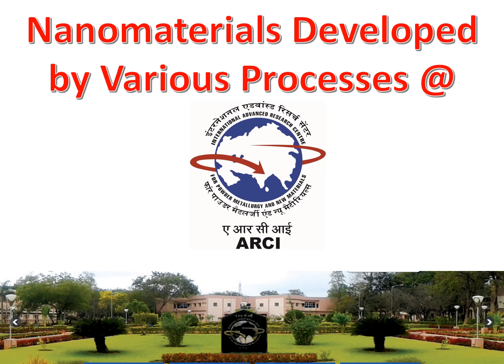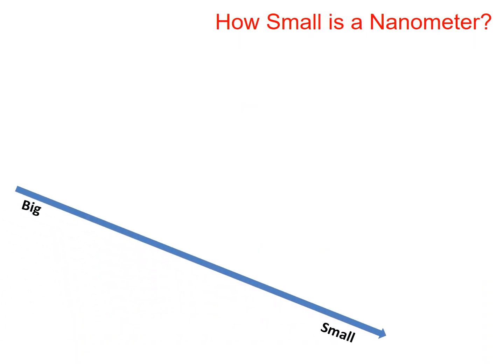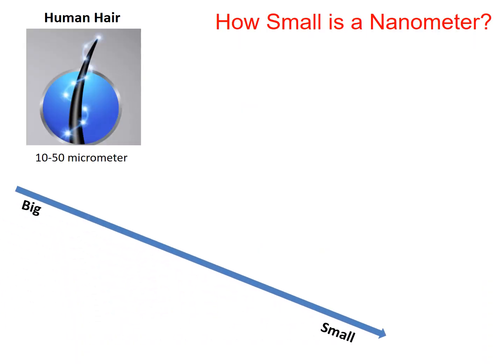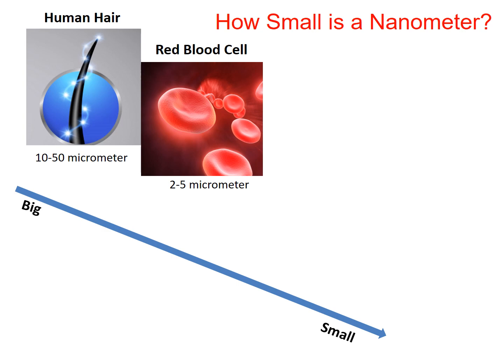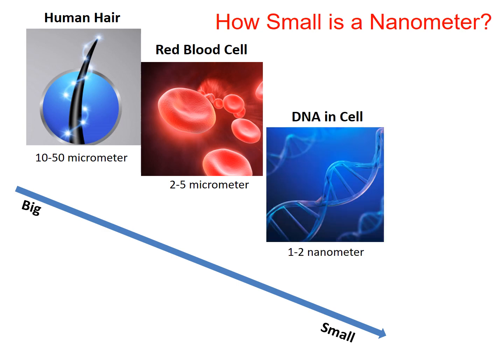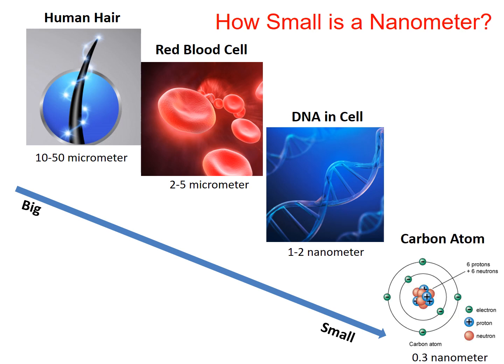Nanomaterials developed by various processes at ARCI, Hyderabad. Nano is too small to be seen by naked eyes. We can see human hair. Red blood cells can be seen under optical microscope but not the DNA in it. DNA strand is made up of carbon-based molecules. One carbon atom is smaller than 1 nanometer and can be seen only under high-resolution electron microscope.